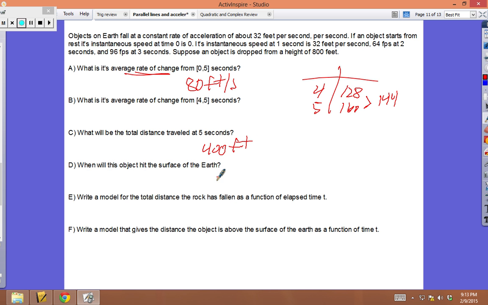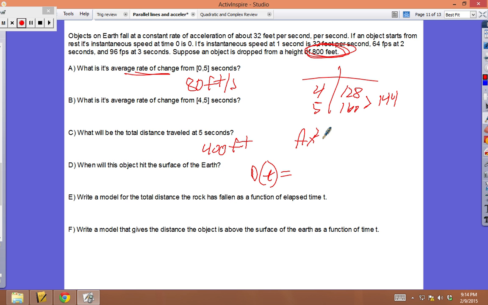When's it going to hit the Earth? How high is it? Okay, it's 800 feet. So the distance is going to be a quadratic model. The distance depends on time. So every second in the air covers more, and it's going to be a quadratic model.